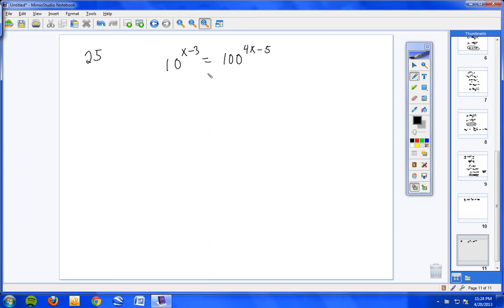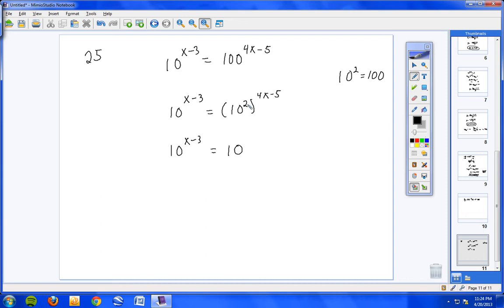Well, if I want a 10 and a 100 to have the same base, I'm going to leave 10, but where the 100 is, we all know that 10 squared, think about it, 10 squared equals 100. So where the 100 is, I'm going to substitute 10 squared, and then I'm going to put 4x minus 5 there. Now let's go ahead and quickly simplify, and I guess I should have written that in as a step, but too late now.